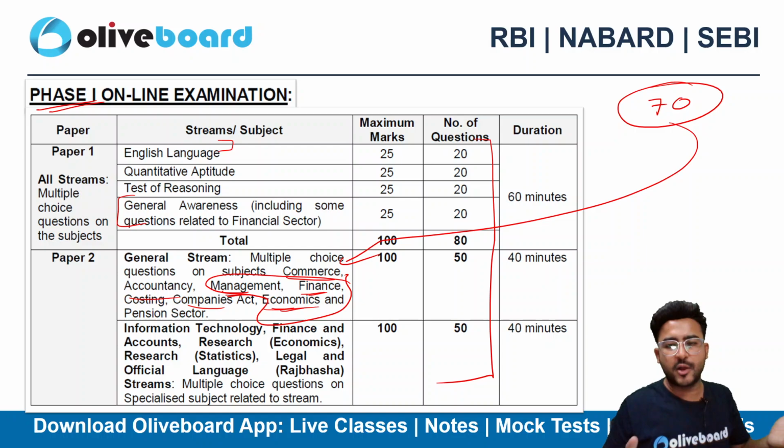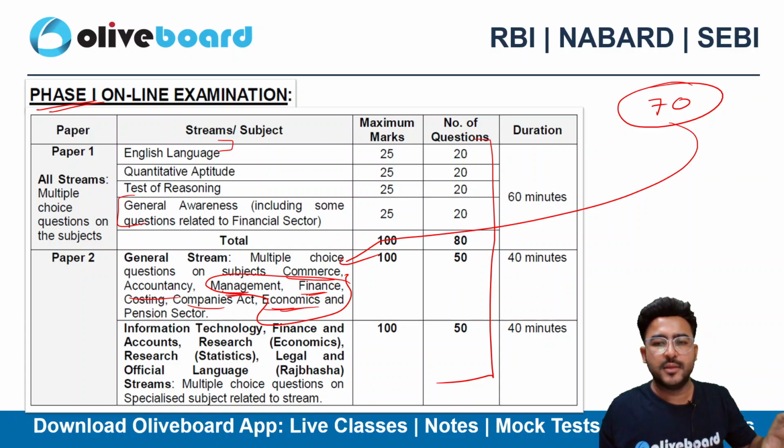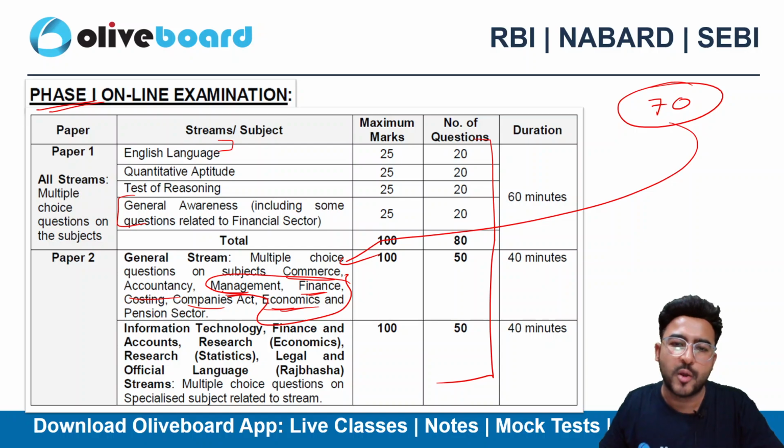किसी का background होगा commerce and accountancy में, किसी का नहीं होगा. So those who do have a strong background, you need to give a lesser number of days to commerce and accountancy and finance. You can focus more on your paper 2, you can focus more on economics, you can focus more on management, Companies Act, pension sector, right?